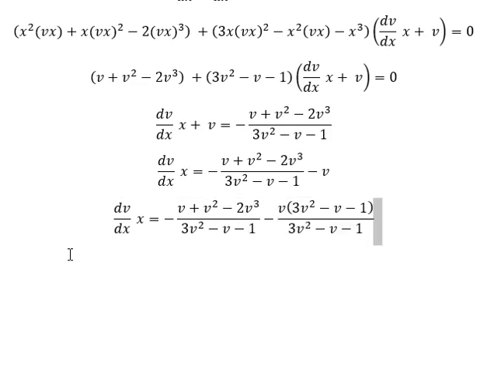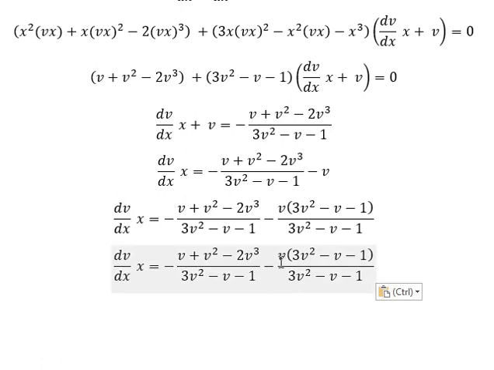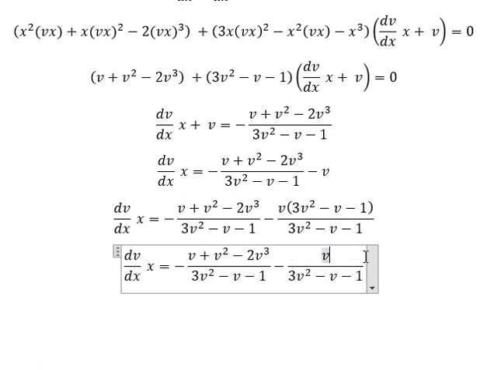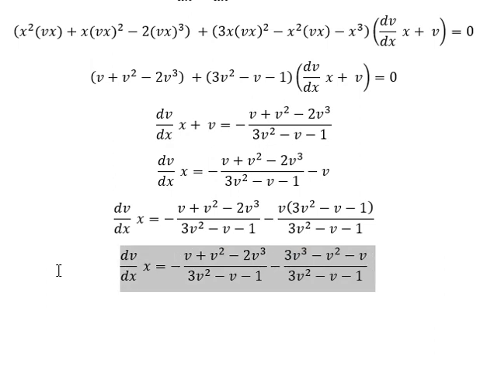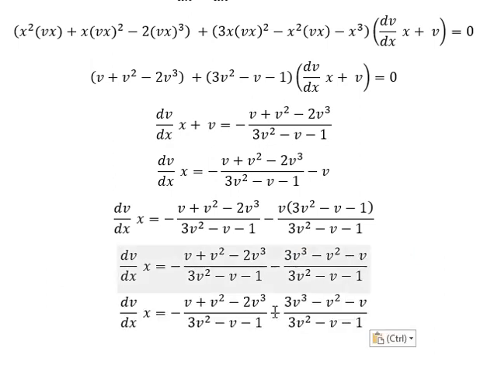So v multiplied by this one. So we have like this. Now we have the negative sign here, so we change the sign in here, similar for the second one.